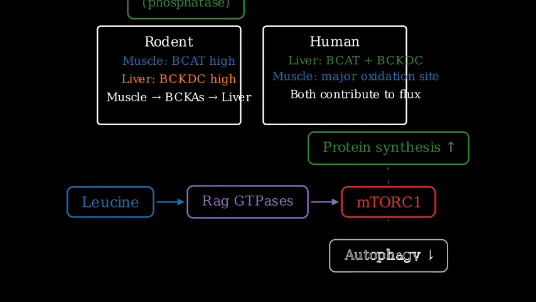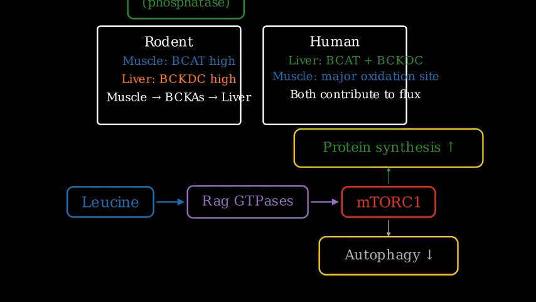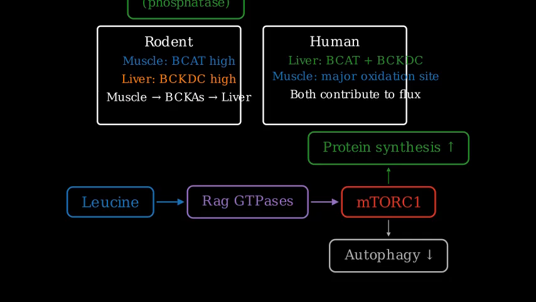Leucine is more than fuel. It signals. In cells, leucine activates the Rag GTPases, recruiting mTORC1 to the lysosome, where Rheb turns it on. The effect is increased protein synthesis and reduced autophagy. In pancreatic beta cells, leucine also supports insulin release.